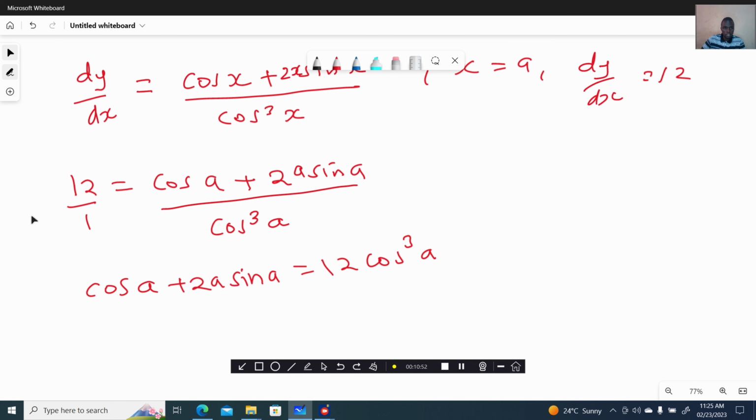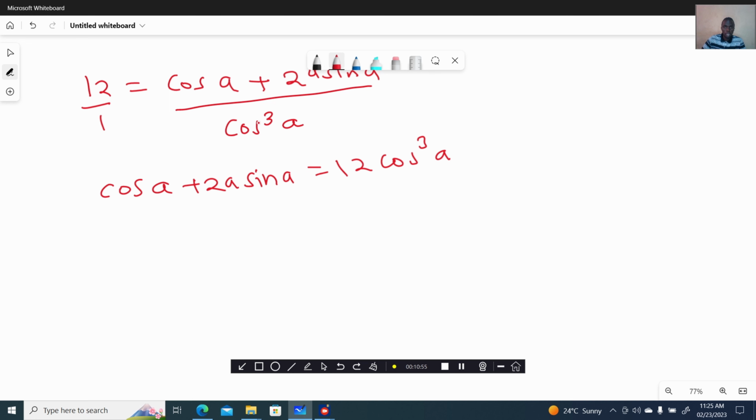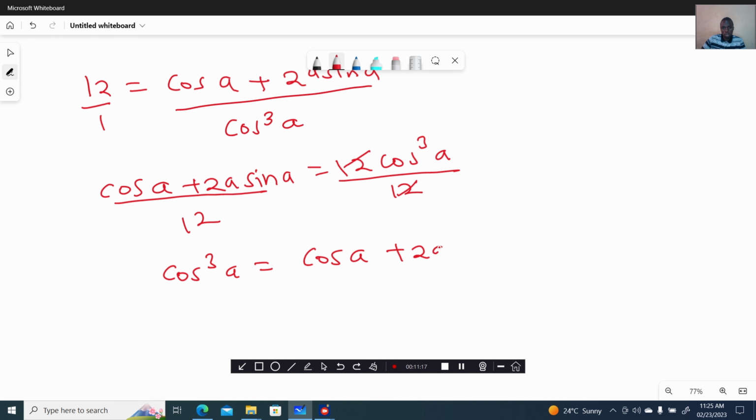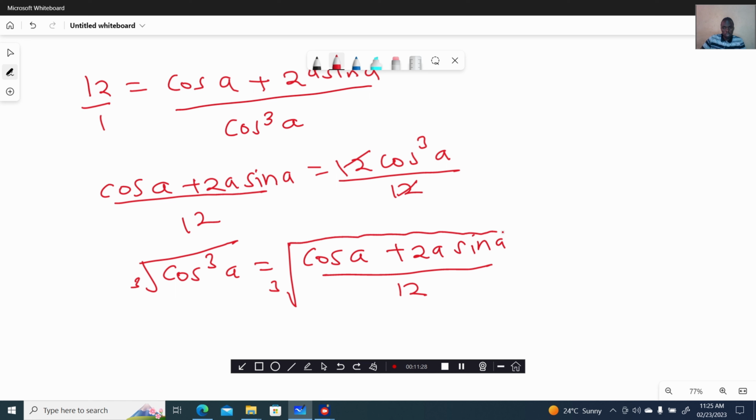So from this one here, we can make cos a the subject of this equation. So what we need to do, we can divide both sides by 12. So this one cancels out. So you'll have cosine cubed of a equal to cos a plus 2a sine a over 12. Then you can get the cube root on both sides.